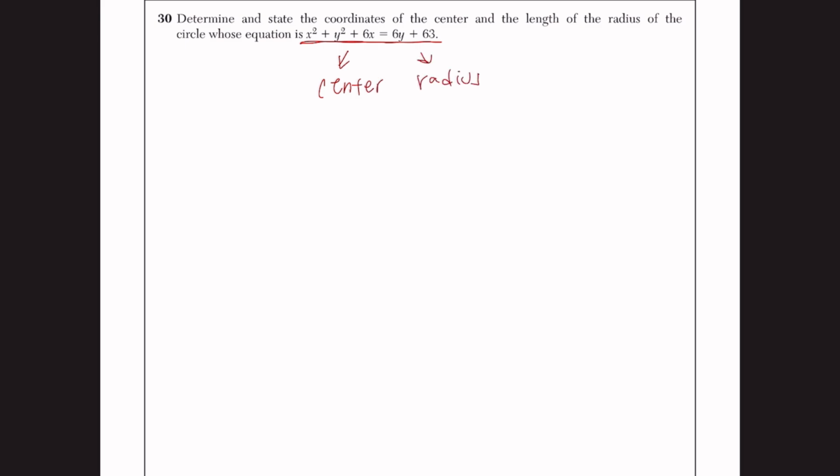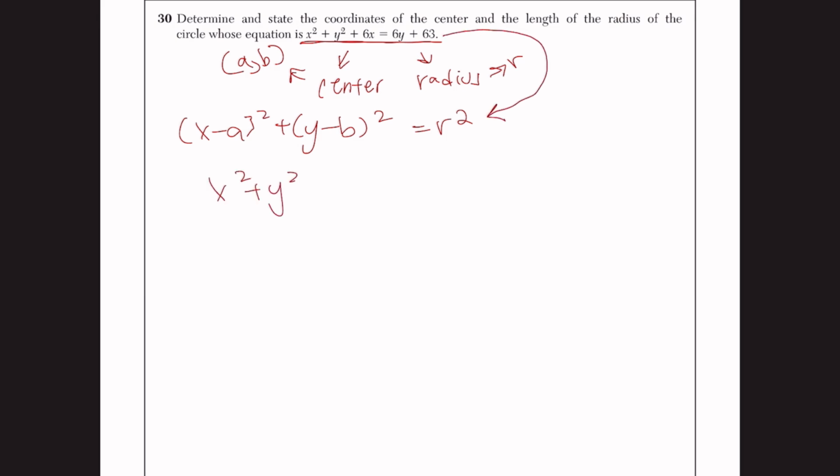So to do that we need to know what the circle equation is. The circle equation is (x minus a) squared plus (y minus b) squared is equal to r squared. So what the circle equation includes is the center and the radius, right? Because the center is (a, b) and the radius is just r. All we need to do is take this equation and put it into this form.